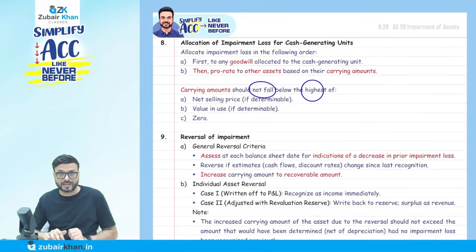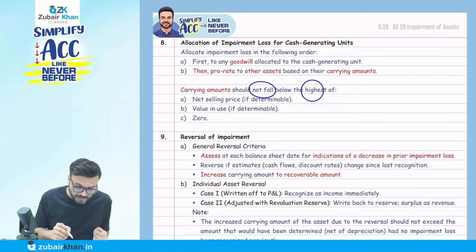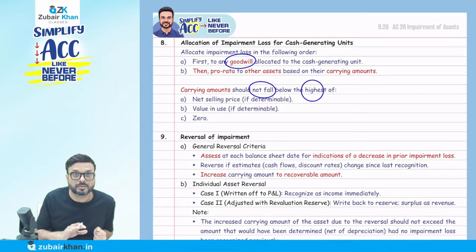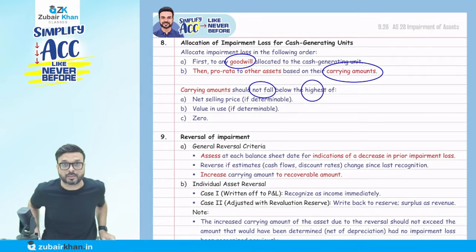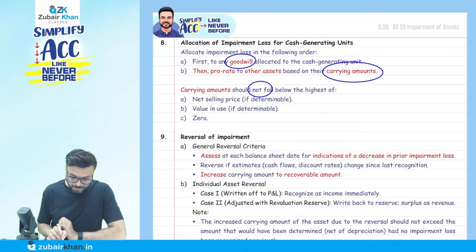Okay, now I am coming to the next concept, allocation of impairment loss for a cash generating unit. So you know that when we talk about it, if we have an impairment loss, first we have to adjust against the goodwill, and for the remaining, on a pro rata basis to other assets on the basis of the book value we will allocate them. Remember that the carrying amount should not fall below the highest of this.